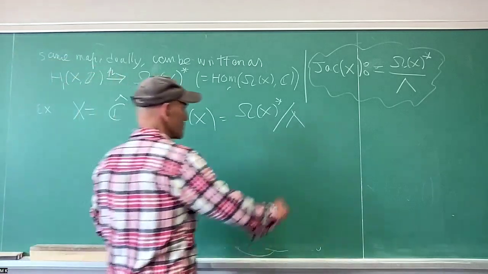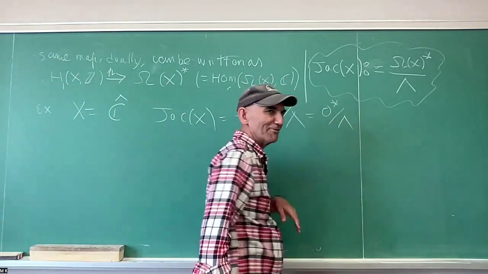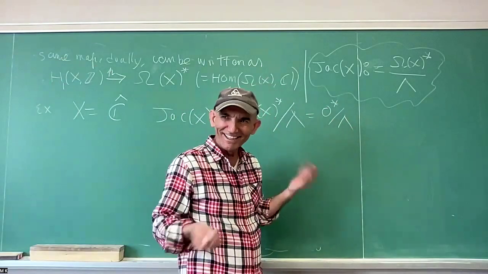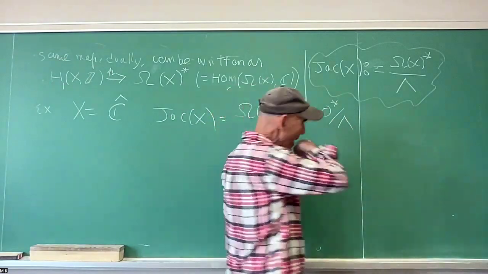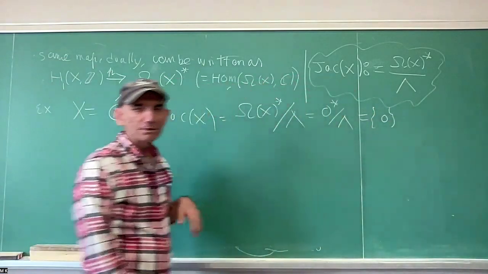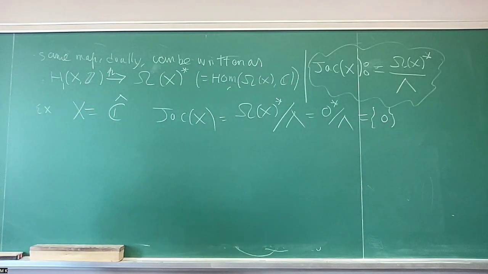So this is 0 star divided by, you don't care what lambda is. This is 0. Don't even burn your brain on that. So it's a point, a zero-dimensional thing. I believe this was one of the assignments, to show that any holomorphic one-form on C hat is 0, and you can prove it directly. That's not difficult.